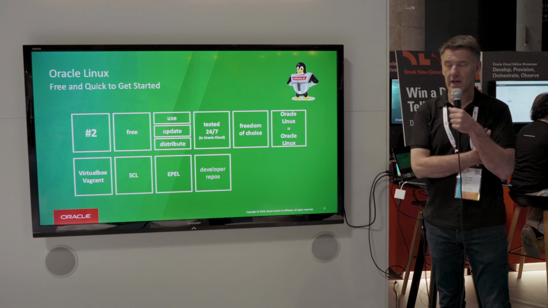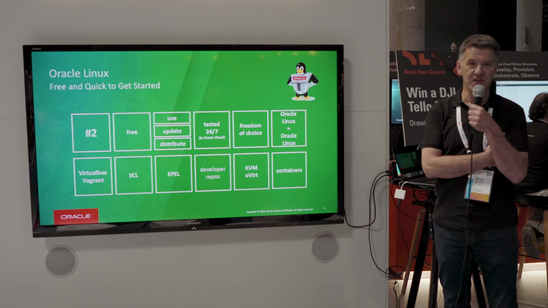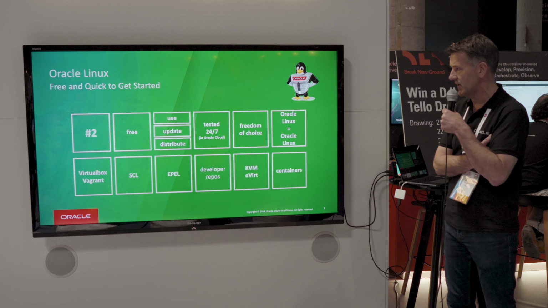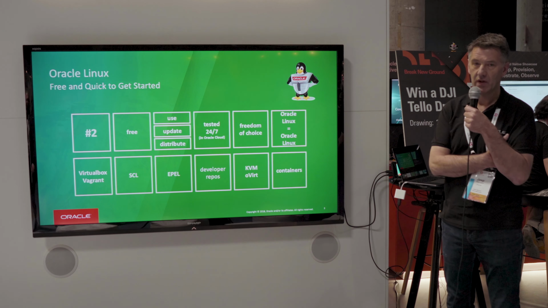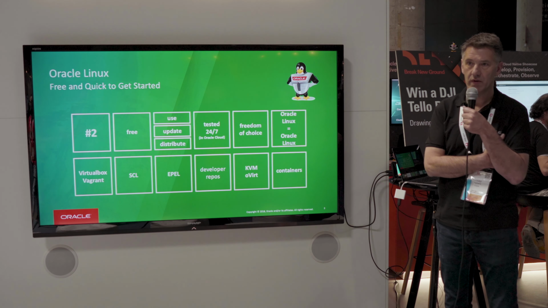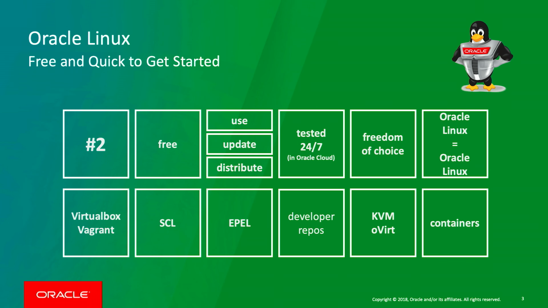There are a lot of developer tools inside Oracle Linux in a standard distribution. VirtualBox and Vagrant. We have a lot of Vagrant boxes on GitHub. Thousands of packages in our EPEL channels in the Yum repositories. And we provide other developer repos, KVM, oVirt, and of course cloud native tools, containers, and Kubernetes.